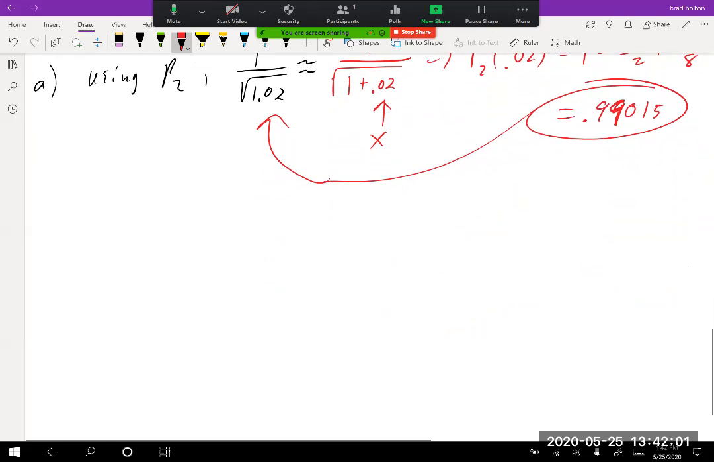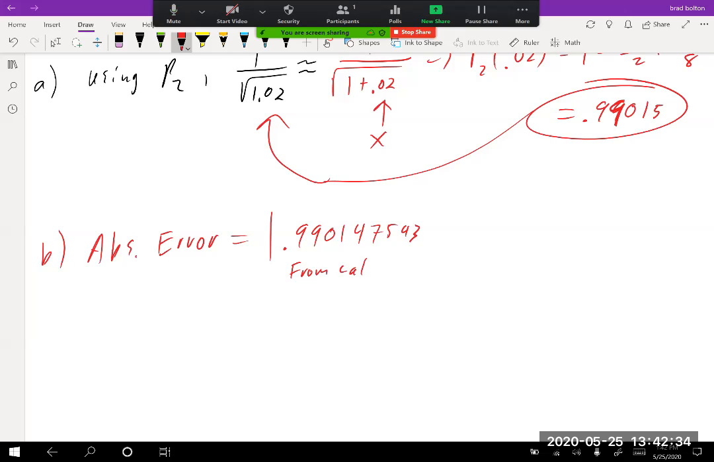So then they want to know part B, absolute error. So all you do is you take the absolute value of whatever the calculator gives you for the correct answer. So I'm going to take the calculator's answer for 1 divided by the square root of 1.02. And I get 0.990147543. And this is from the calculator. So the calculator did this 1 over the square root of 1.02. And now I'm going to subtract off my calculation of 0.99015.